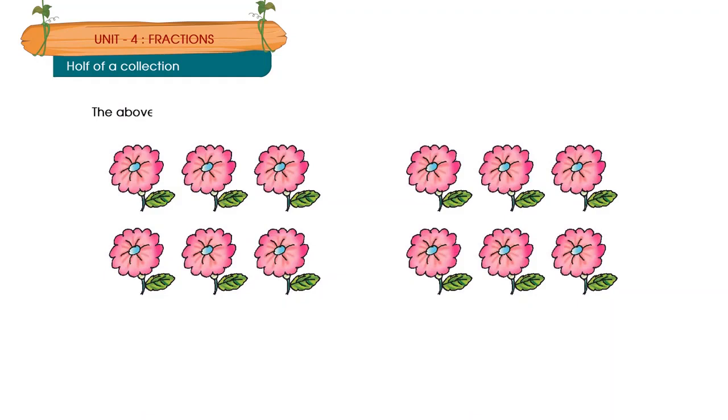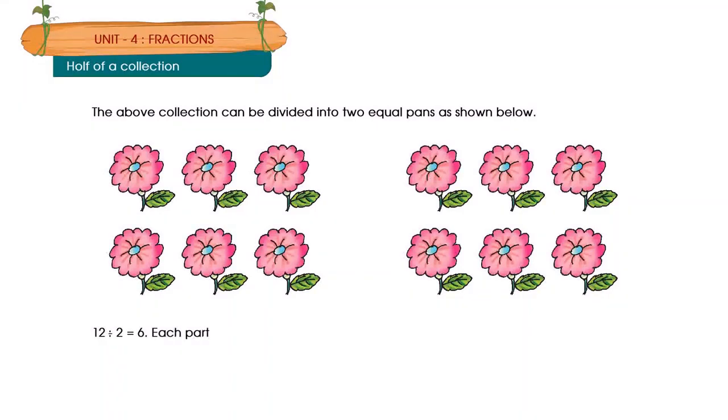Half of a collection. The above collection can be divided into two equal parts as shown below. 12 divided by 2 is equal to 6. Each part has 6 flowers. Therefore, half of 12 is 6. That is, 1 by 2 of 12 is 6, or 1 by 2 into 12 is equal to 6.